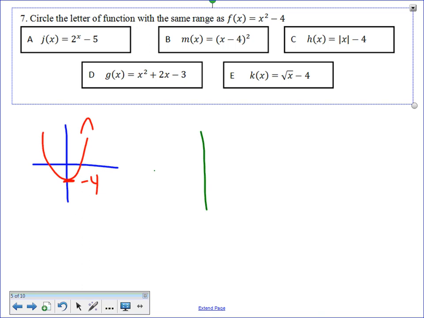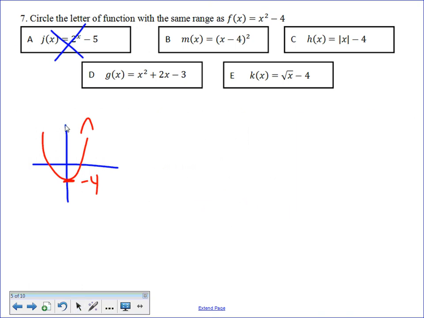So the graph of A is going to look like this, but this asymptote it approaches is y equals -5. So that goes down below -4, so that does not have the same range. If we were to graph B, what we would see is that this is a parabola but shifted to the right to x equals 4, but it doesn't get all the way down to negative 4. So that one's out as well.